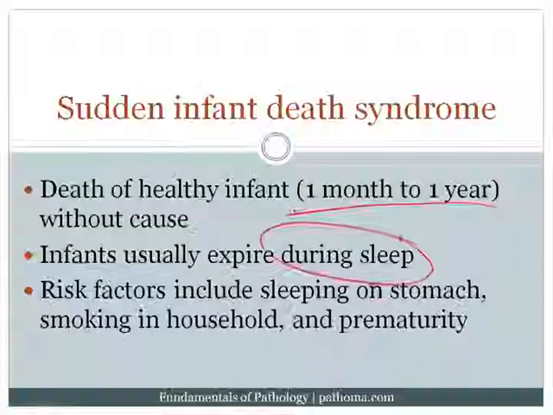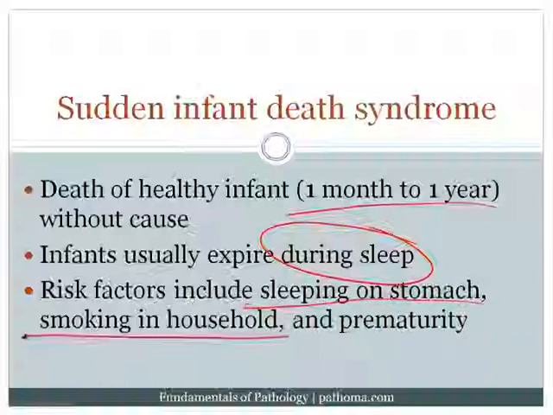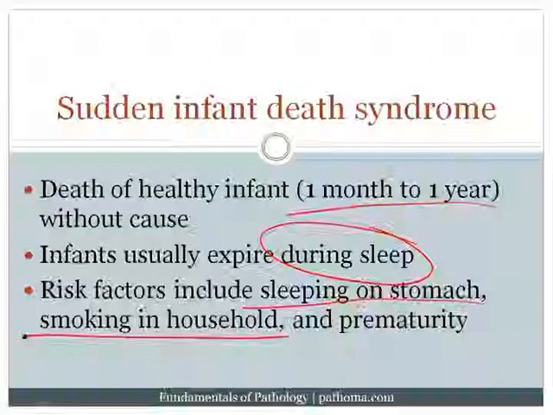Patients usually die while they're sleeping, and the risk factors include sleeping on the stomach. Also, smoking in the household increases the risk, and that is something that examiners like to go after because, again, we always want to be able to alert our patients to the risks of smoking. So this is something to be aware of, sudden infant death syndrome.